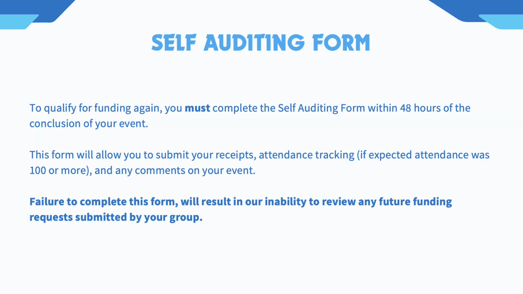Within 48 hours of your event's conclusion, you must complete the self-auditing form via Duke Groups. This form will allow you to submit your receipts, attendance tracking if expected attendance was 100 undergraduates or more, and leave any comments on your event. Failure to complete this form will result in our inability to review any future funding requests submitted by your group.